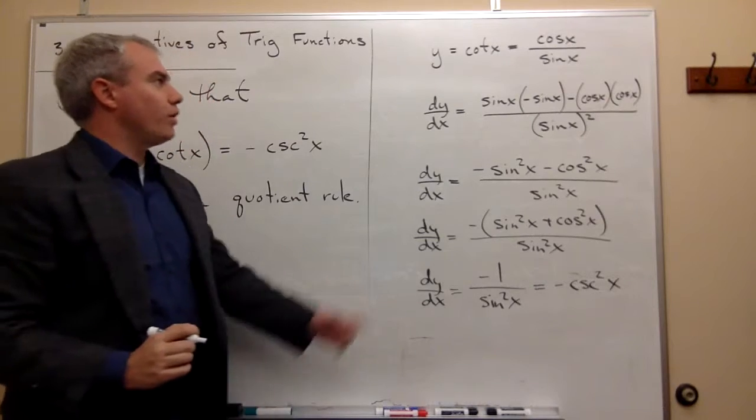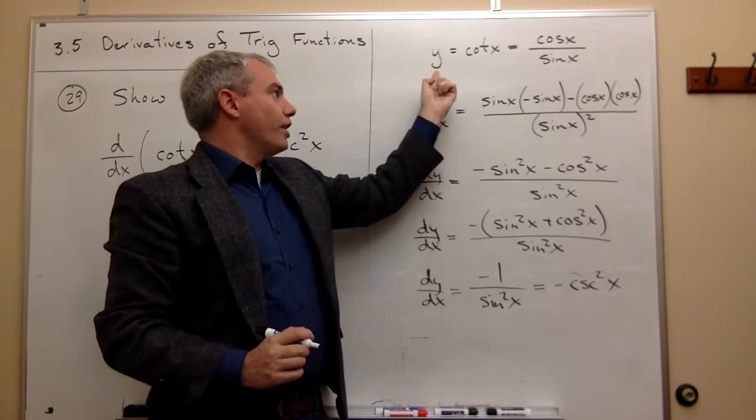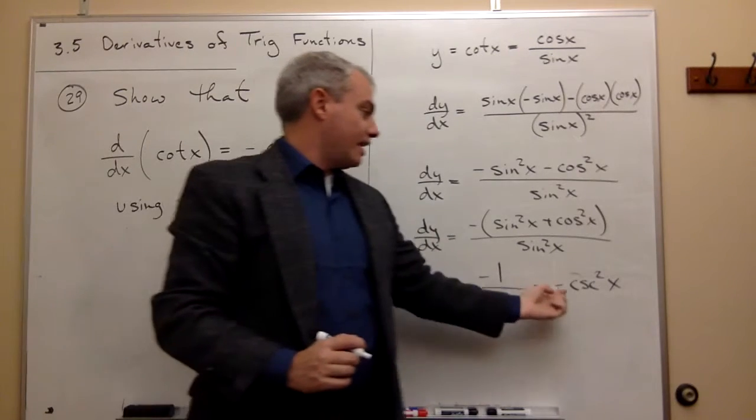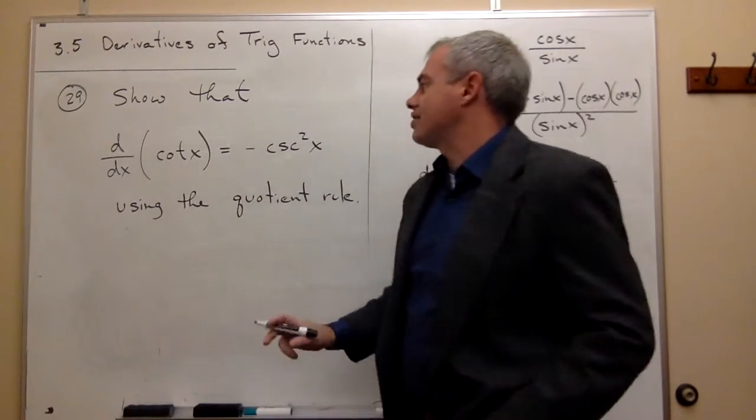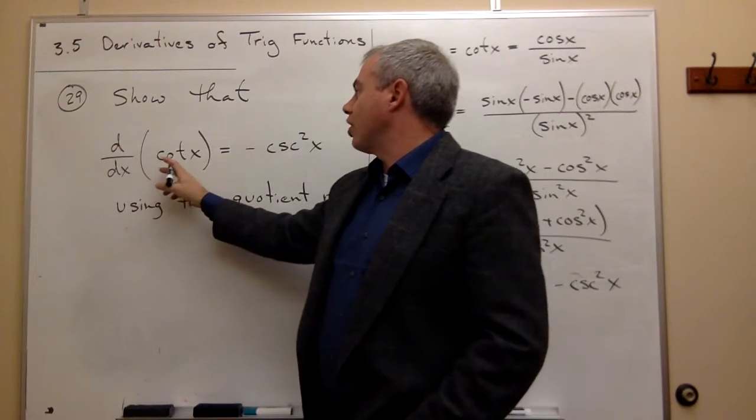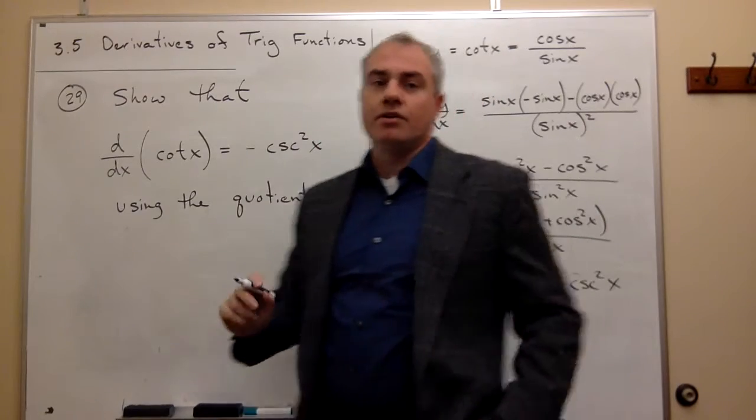So what did I just show here? I showed that if y is cotangent of x, then the derivative of y is negative cosecant squared of x, which is exactly what we were asked to do. Show that the derivative of cotangent of x is negative cosecant squared of x using the quotient rule.